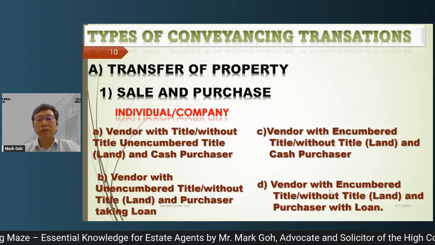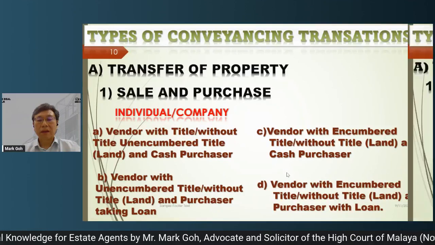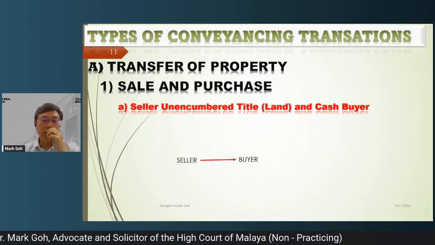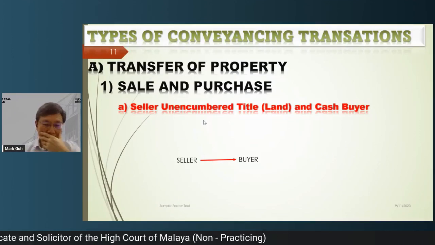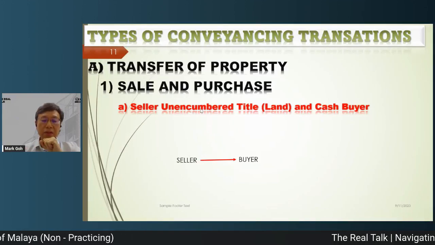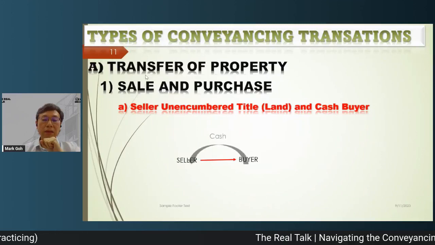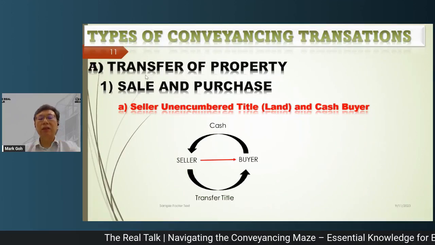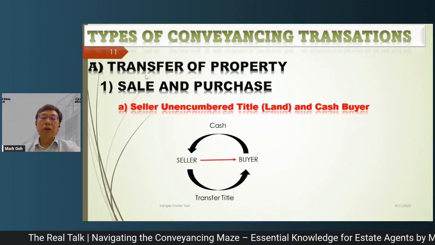Let's take the first one. The first one is easy. Clean. If you have this, it is cleanest. Seller, clean title, cash buyer. So first transaction, buyer pays cash, seller transfers the title. Of course, there's a lawyer involved here.